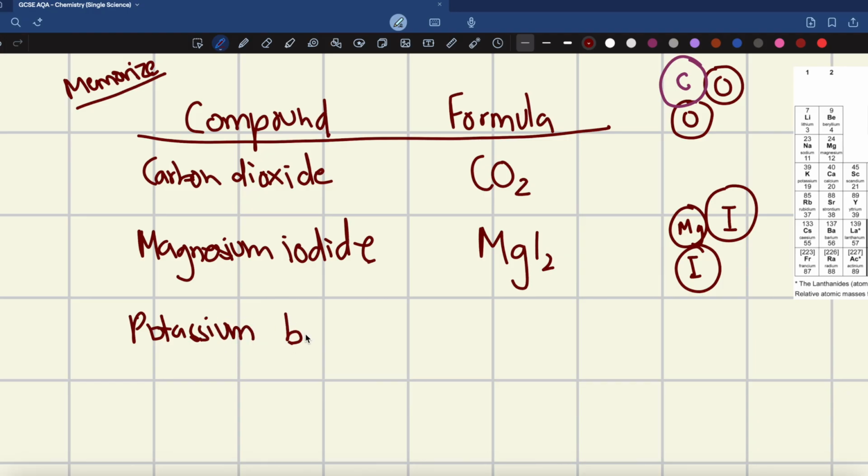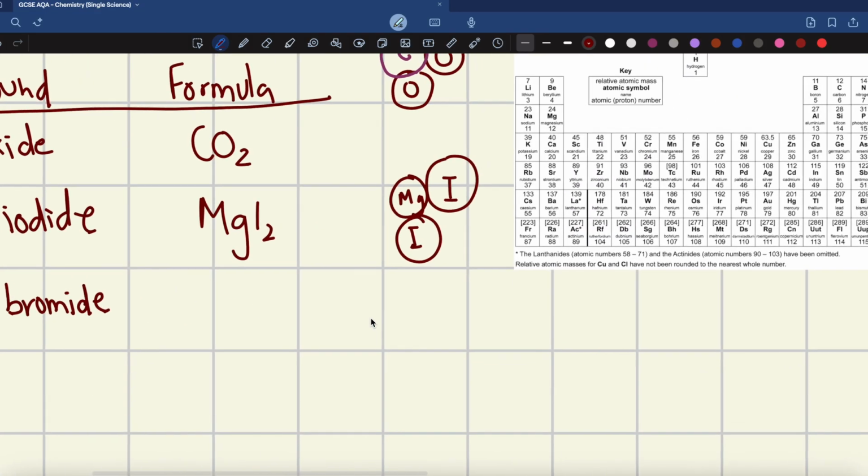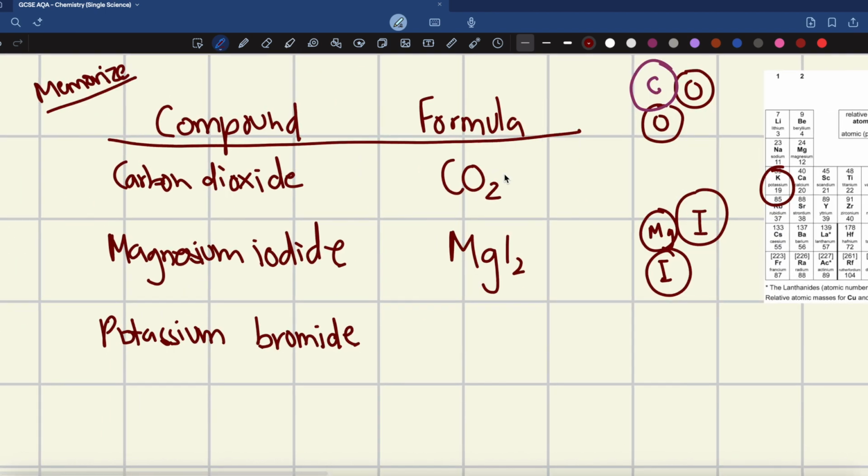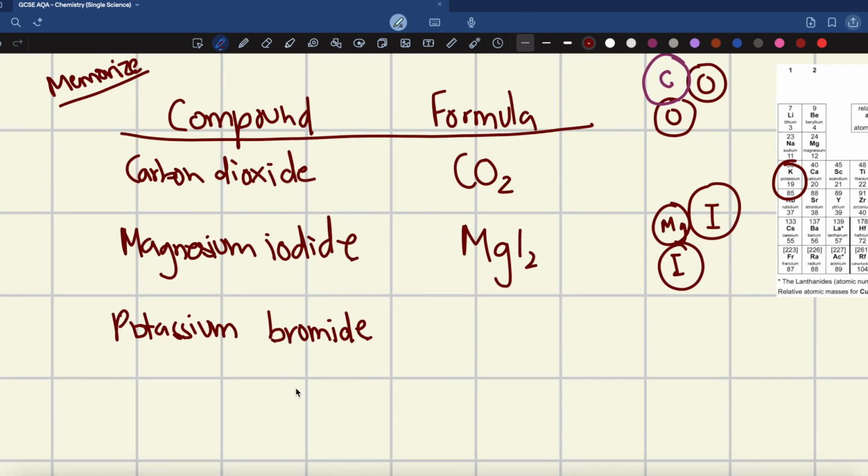Potassium bromide. Where is potassium? This is potassium bromide, which means it is bonded to bromine. Where's bromine? This is bromine. So this potassium bonded to this bromine, they are going to form KBr together.